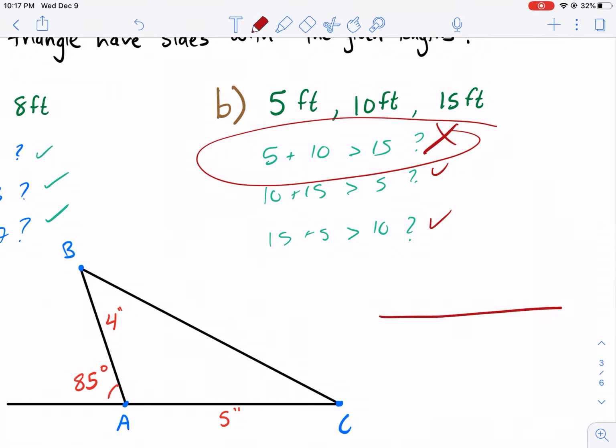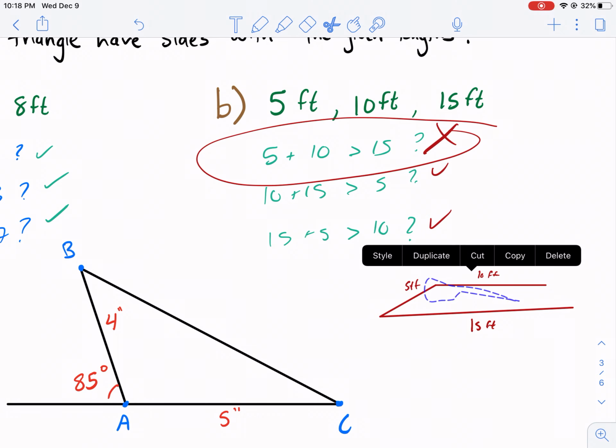And why is that? Well, imagine that we have this 15-foot length here. And then we have this little itty-bitty 5-foot length. Okay? And then we have our third side, which is 10 feet. It's not going to reach the 15-foot. Because if we laid this all down flat, okay, let me change the color. We're going to lay these down flat in just a second.